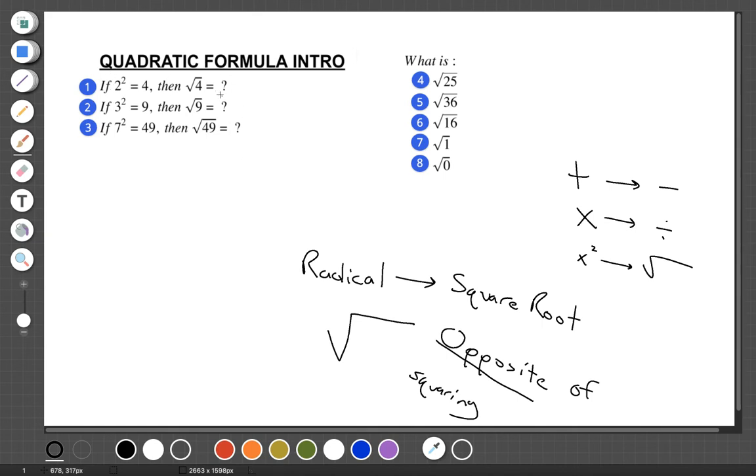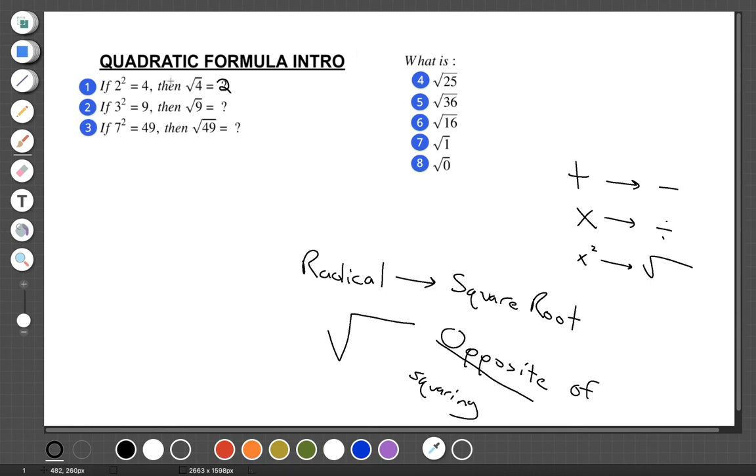Well, how does that apply to some math? Well, let's take a look. So if 2 squared equals 4, right, 2 times 2 is 4, then the square root of 4 is 2. So when you see this, what is the square root of 4? You're saying what number times itself, so what number squared would equal 4? Well, 2 squared would equal 4, so the square root of 4 is 2.